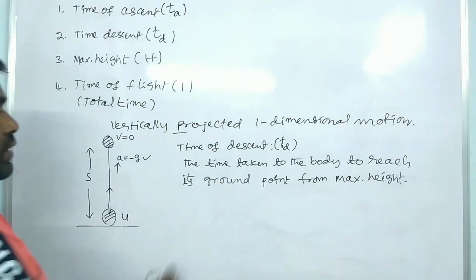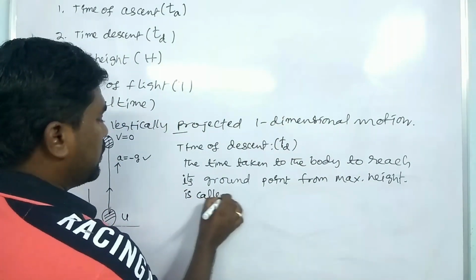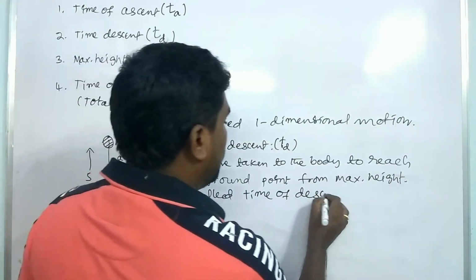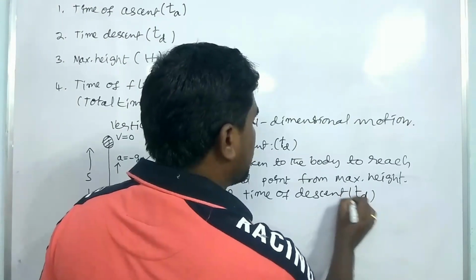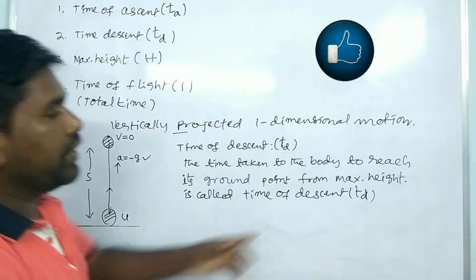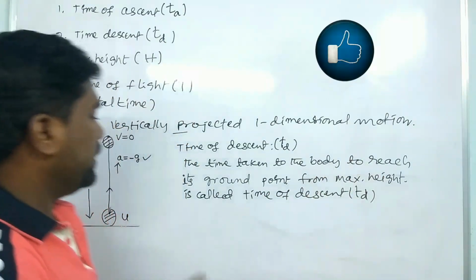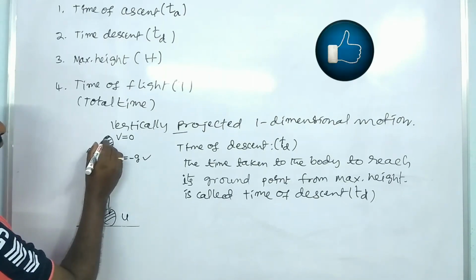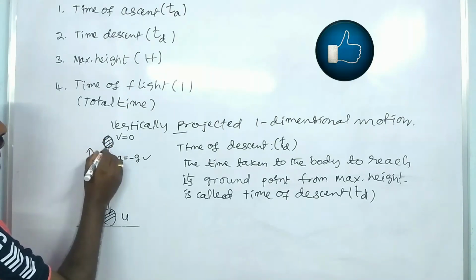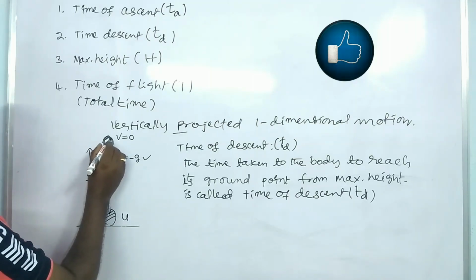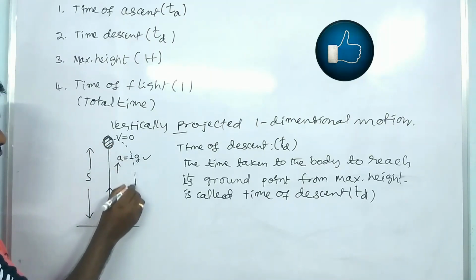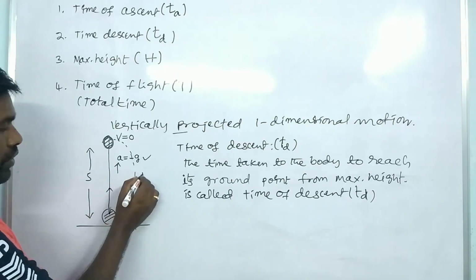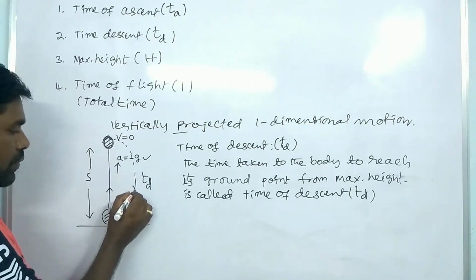This is important. It is called time of descent. Okay, that is TD. The time taken by the body to reach the ground point from maximum height is called time of descent. So now the ball is coming from its maximum height position. The ball comes to the ground point and reaches the ground. How much time will it take? That is the TD. So this will be downwards.